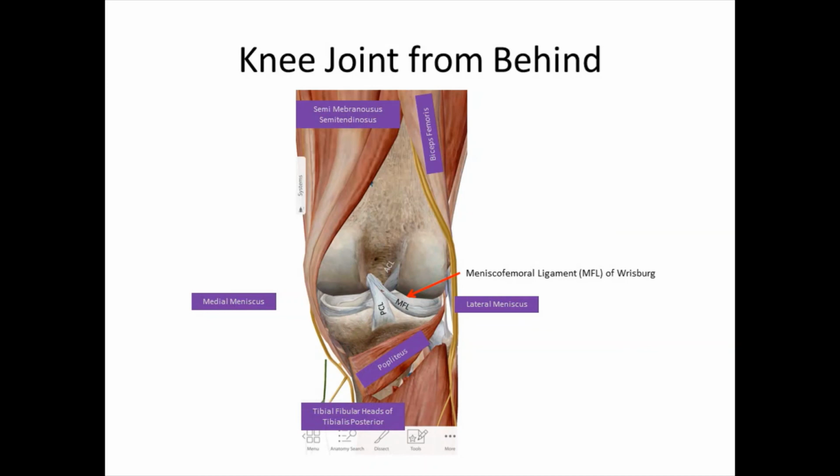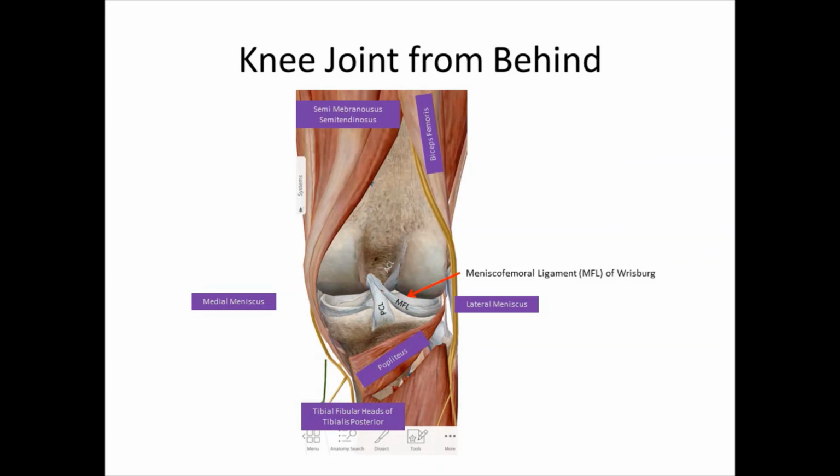Now you've taken off the muscles of the popliteal fossa, the gastrocnemii. You still have the superior muscles, the biceps femoris, semimembranosus, and semitendinosus. And we can see that from the lateral femoral condyle arises the popliteus, which gets inserted into the popliteal line of the tibia. Then you see the medial meniscus and the lateral meniscus. And below the popliteus, you see the tibial and the fibular origin of the tibialis posterior.